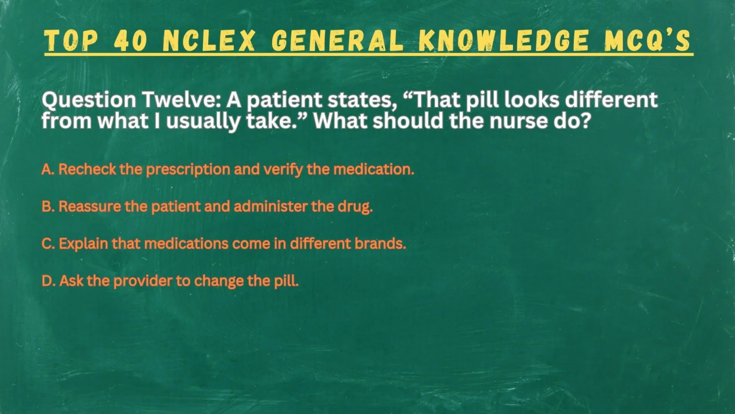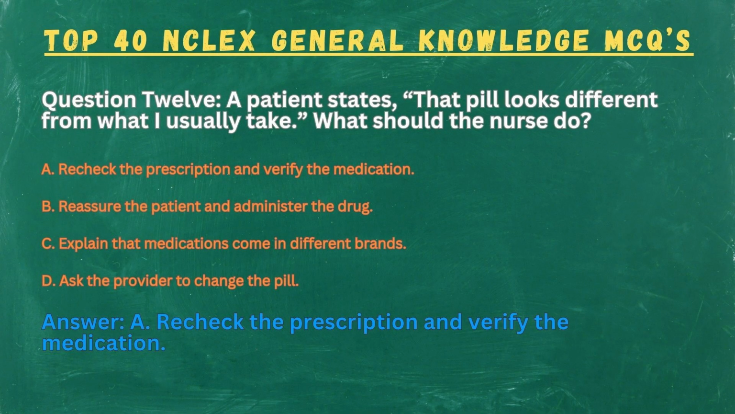Question 12. A patient states, "That pill looks different from what I usually take." What should the nurse do? A. Recheck the prescription and verify the medication. B. Reassure the patient and administer the drug. C. Explain that medications come in different brands. D. Ask the provider to change the pill. Answer: A. Recheck the prescription and verify the medication.